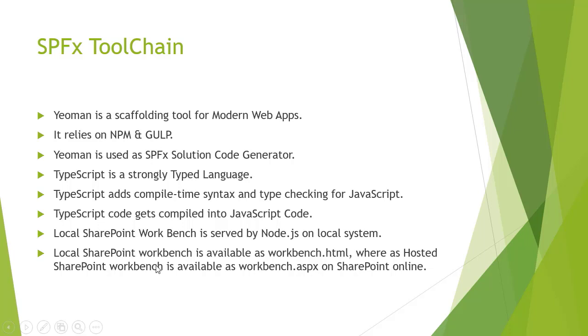So if you are trying to test the functionality temporarily on a local SharePoint workbench, we will identify that workbench page as workbench.html. But if you are happy with the functionality of your web part on the local SharePoint workbench, you can also test it on the hosted SharePoint workbench, which will be available with a file name called workbench.aspx on your SharePoint Online tenant site. So in this course, I'll show you how to test on the local SharePoint workbench and how to move things to the hosted SharePoint workbench as well.